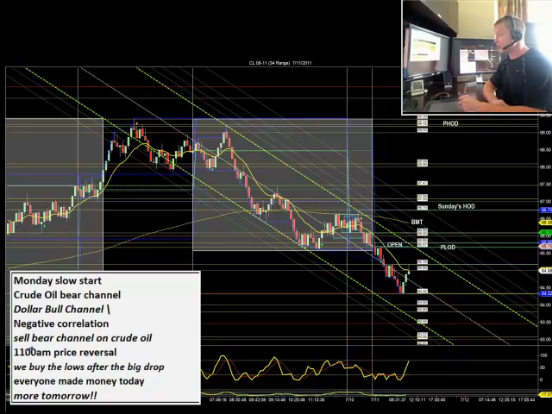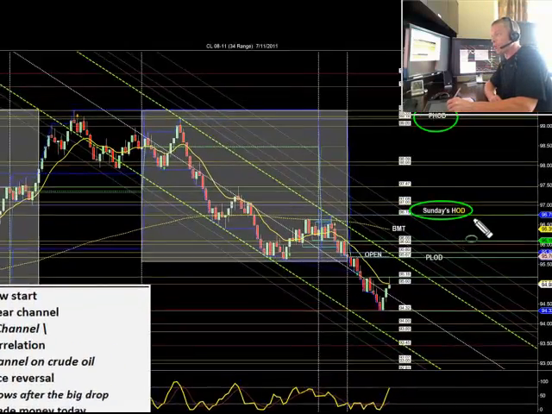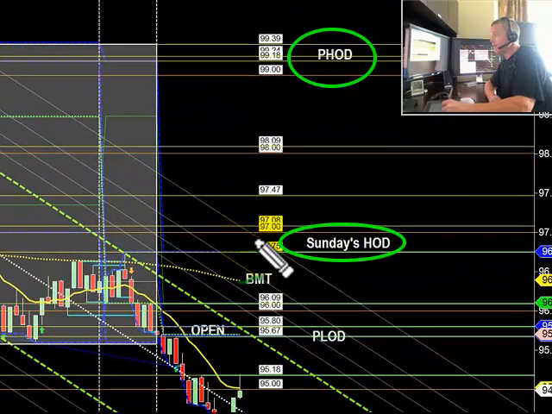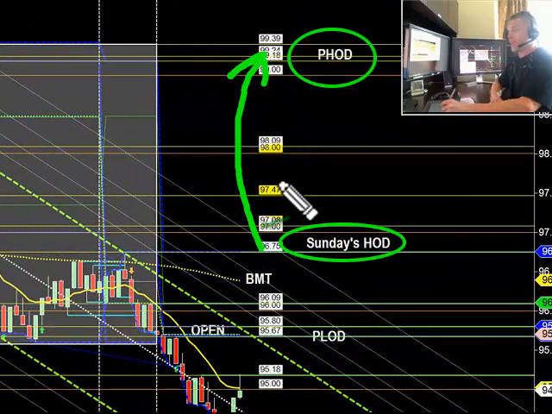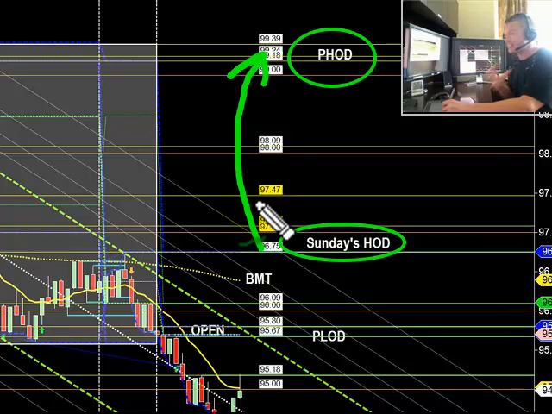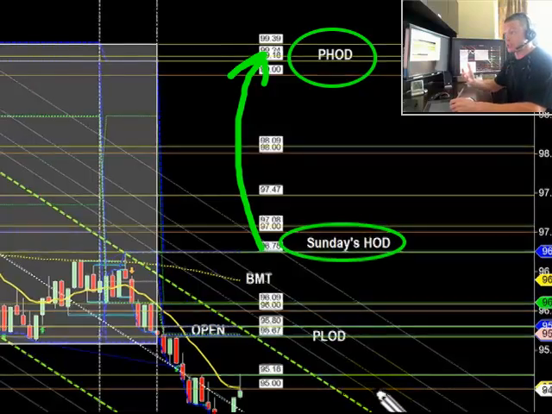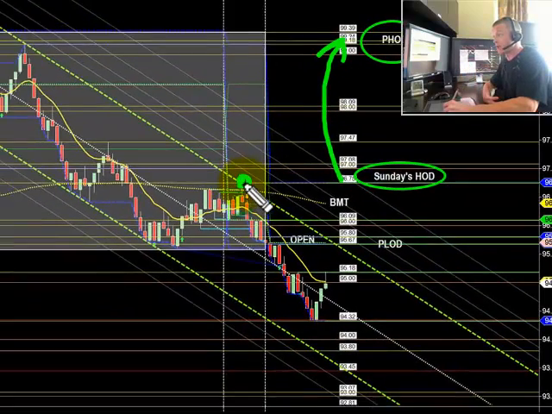Then we also noticed I've got my previous high of day all the way up top here. Now remember, guys, I'm not going to use my Sunday high on Monday morning. I'm going to use the Friday high. That's my previous high of day, technically the way I see it. I don't count Sundays, I count Fridays, Monday through Friday. But I want to see where Sundays are. This is Sunday's high right there.